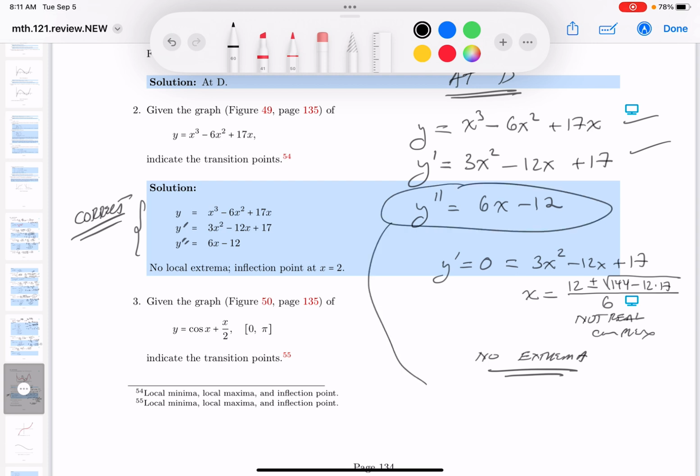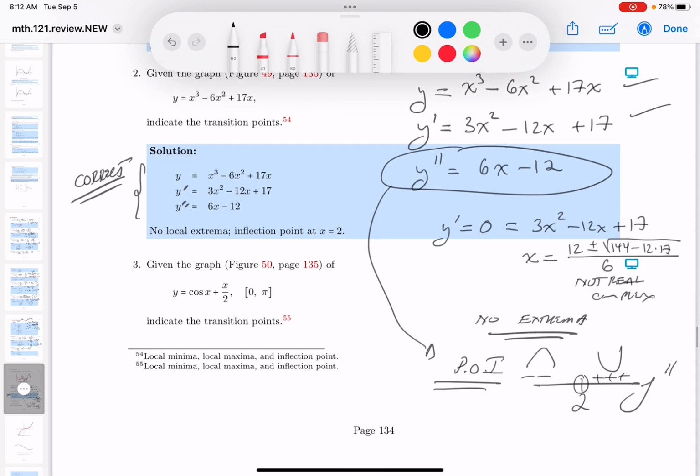Now I'm looking at this over here. I'm going to say there's a point of inflection, POI. And we're going to look at the second derivative now. When does that occur? Well, it occurs at 2. To the right of 2, it's positive, which means it's concave up. And to the left of 2, it's negative, which means it's concave down. So I have one point of inflection, POI.